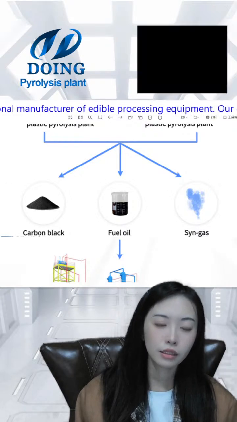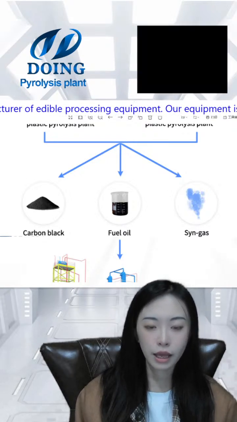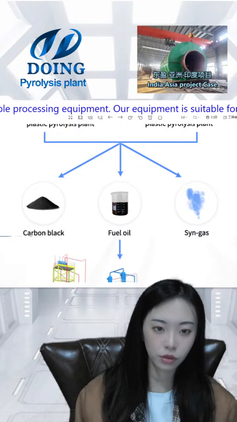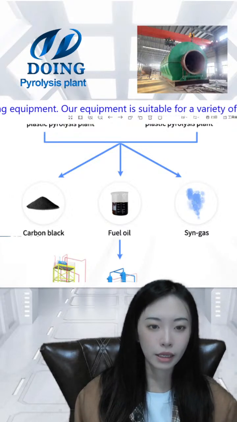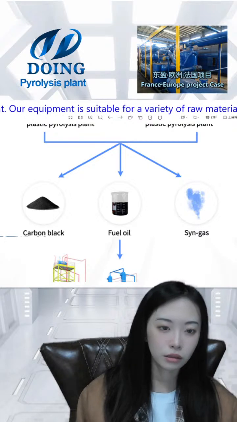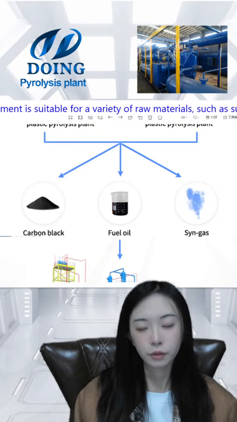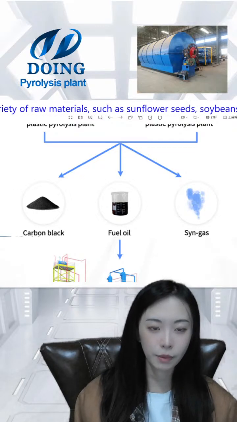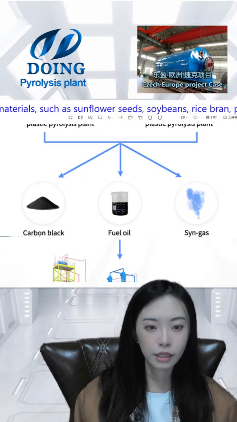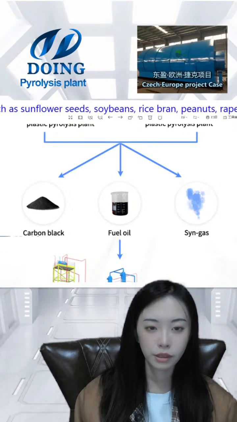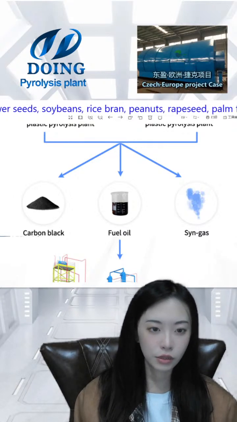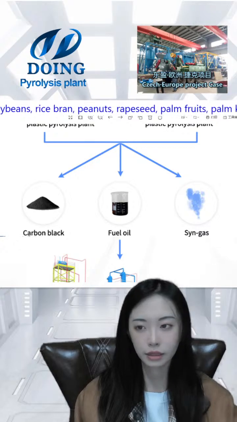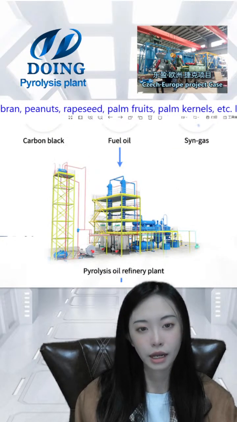For the fuel oil, we can get a high oil yield, and the carbon black quality of the fully continuous and semi-continuous plants is higher than the batch type pyrolysis plant. And the syngas is also the same. We can get nearly 10 to 30% syngas. It can return to the reactor as a heating system.